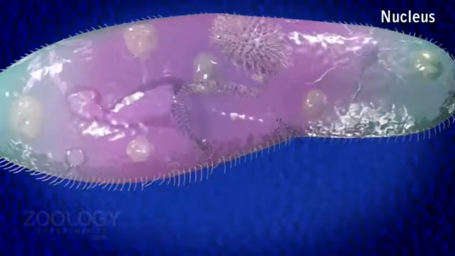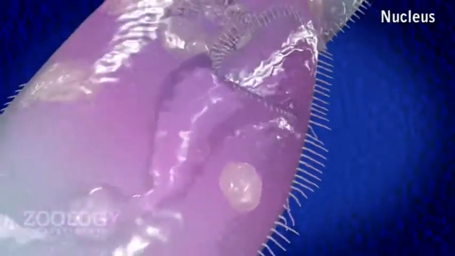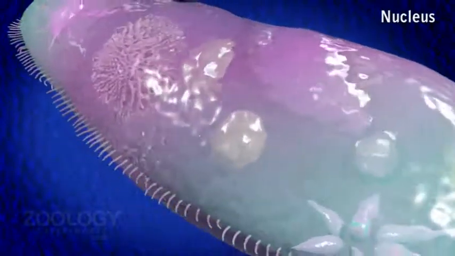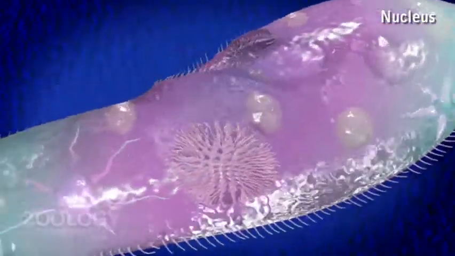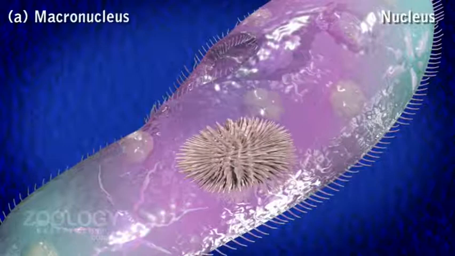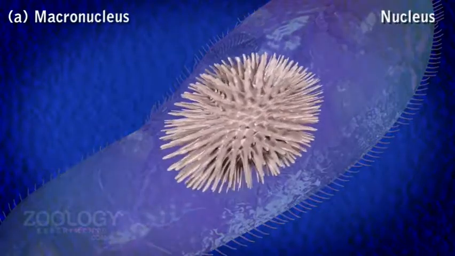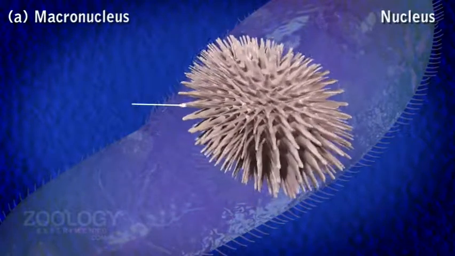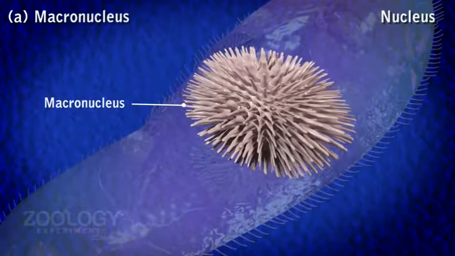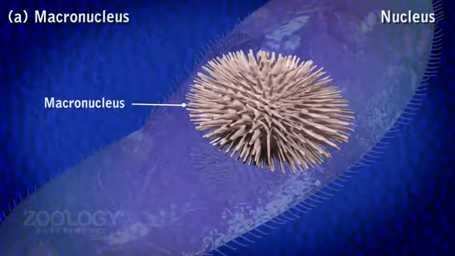Nucleus. Paramecium possesses two types of nuclei, called heterokaryotic. In Paramecium caudatum, there is a large macronucleus and a small micronucleus. Macronucleus. The macronucleus is roughly kidney-shaped with an ordinary nuclear membrane. It is polyploid and possesses many nucleoli and much more chromatin material, that is DNA.